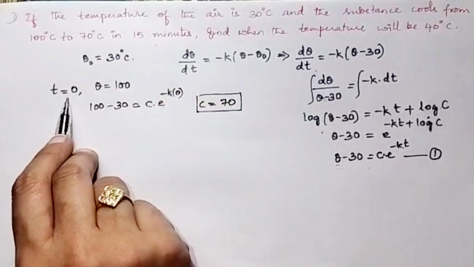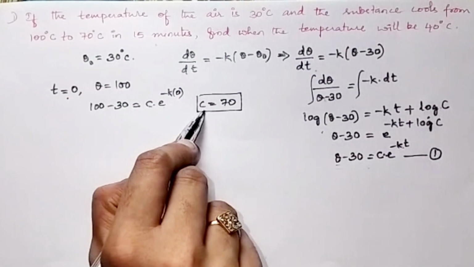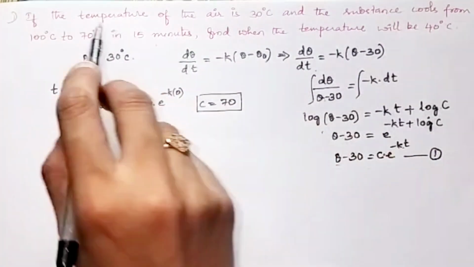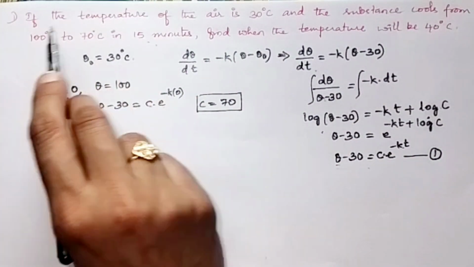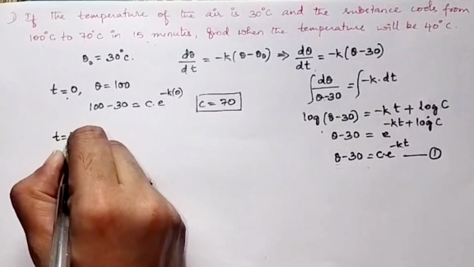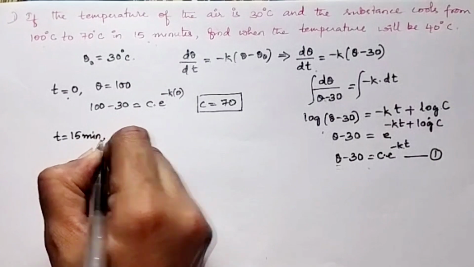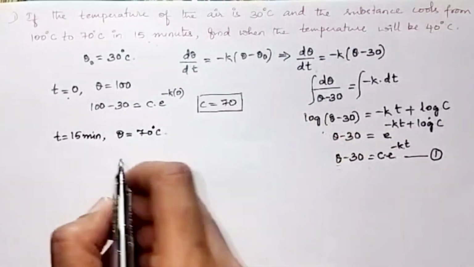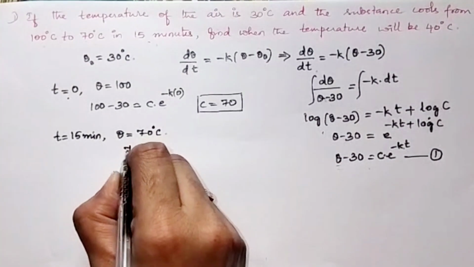So the initial condition gives you the value of the constant c. Now next you want the value of the constant k. To get that k, you make use of this condition: from 100 degrees Celsius to 70 degrees Celsius after 15 minutes. So when t is equal to 15 minutes, the temperature of the object is 70 degrees Celsius. Therefore, let me substitute that here.